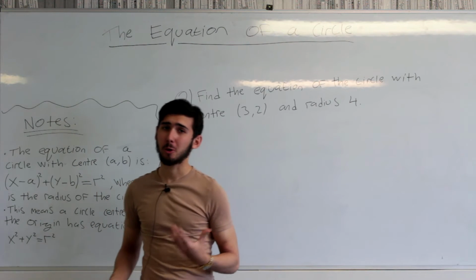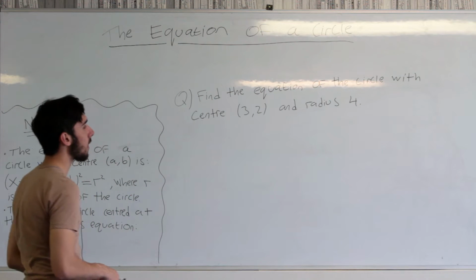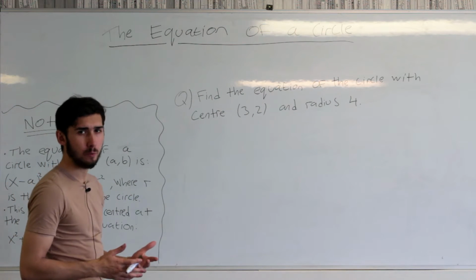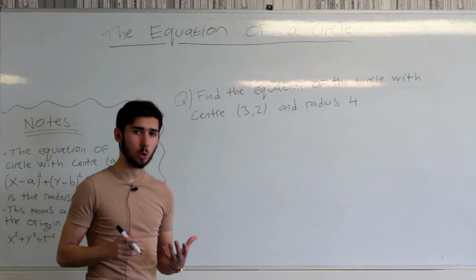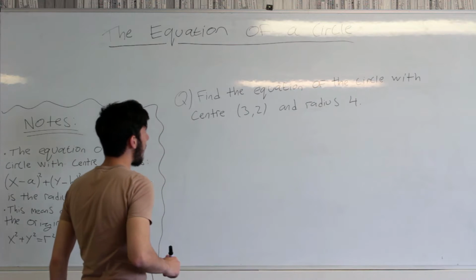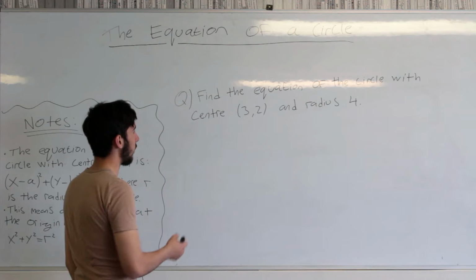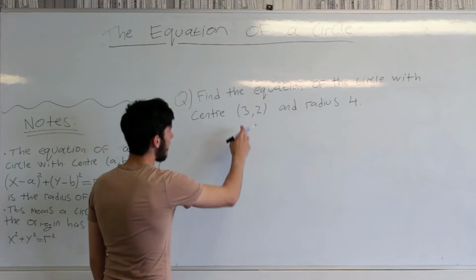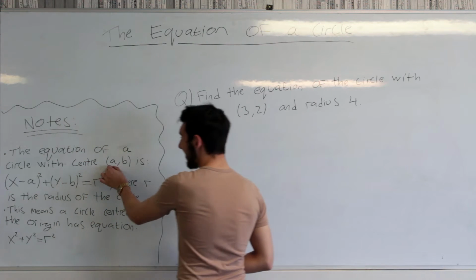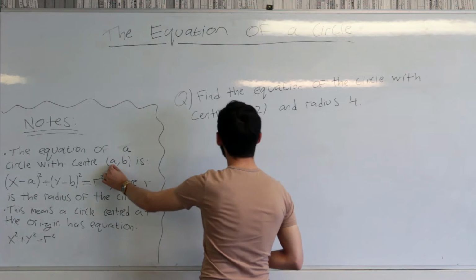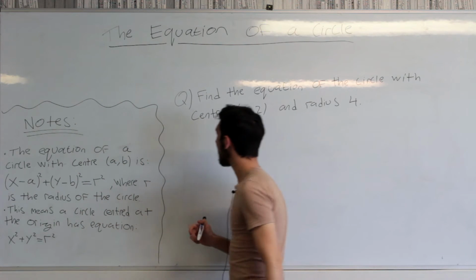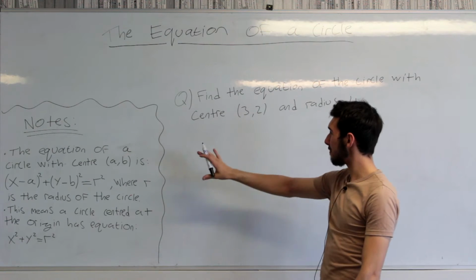Okay guys, so we're going to try out a question now. We're going to be looking at finding the equation of the circle with center (3, 2) and radius 4. So what's the equation of that circle? Using this equation, we essentially get the following. Remember, this A is the center, so this A is like this 3 and this B is like this 2. So we can say A is 3, B is 2.